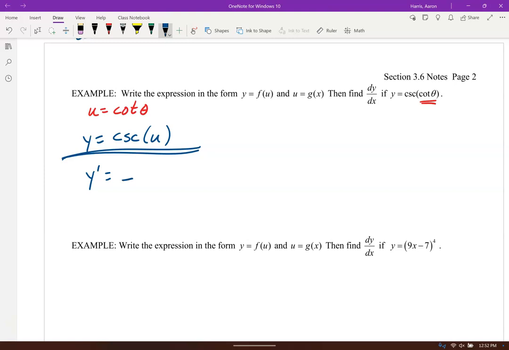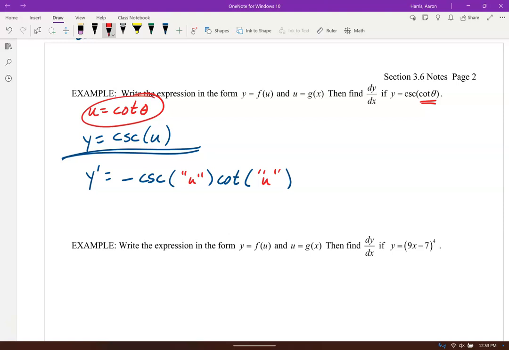So negative cosecant u cotangent u. Okay, that's my u. Remember, I'm going to replace that. So there's the derivative of f prime of g of x. Now I've got to take the derivative of the u, right? So I've got to take the derivative of g prime, if you will.